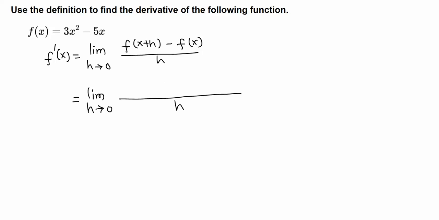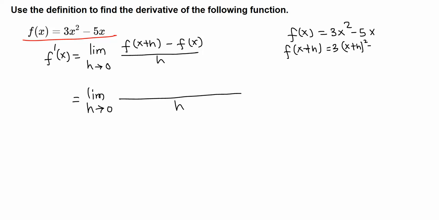Now we need to find f of x plus h. So given that f(x) is 3x squared minus 5x, that is the same as f of input is equal to 3 times input squared minus 5 times input. Now we are supposed to find f of x plus h. So replace x by x plus h. So this will be 3 times x plus h quantity squared minus 5 times x plus h.